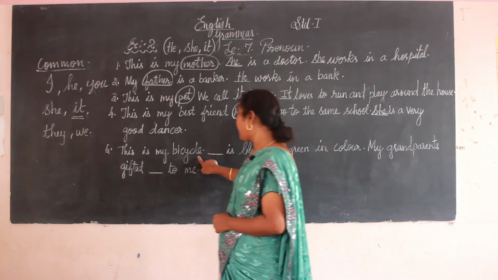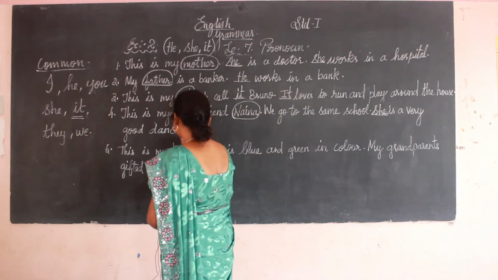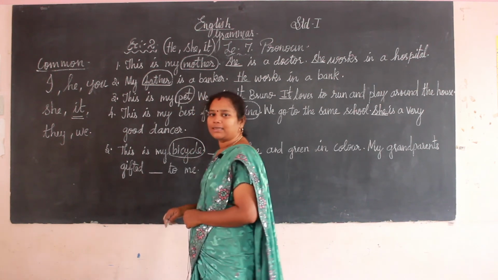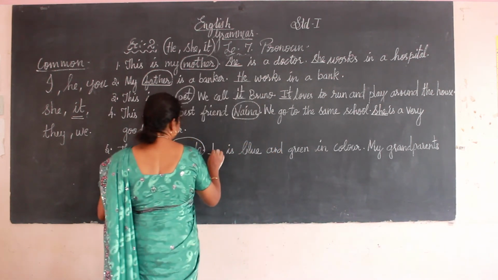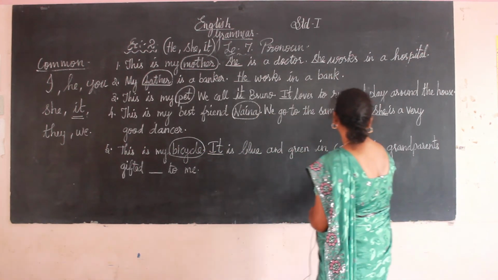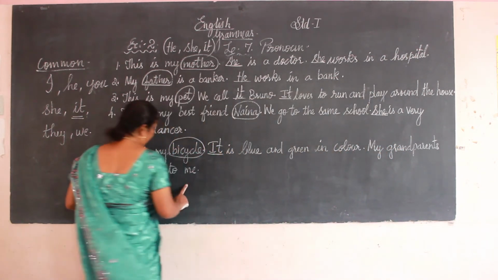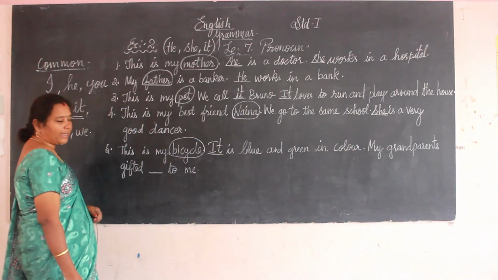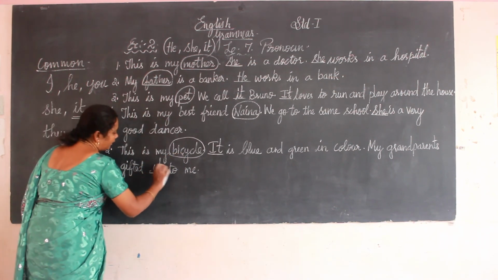Now see the fifth one. This is my bicycle. So bicycle என்னது? Things. Okay? So things க்கு என்ன யூஸ் பண்ணுவோம்? It. It is blue and green in color. My grandparents gifted dash to me. அவங்க எனக்கு gift கொடுத்தாங்க. என்னது கொடுத்தாங்க? Bicycle. அப்ப bicycle னு எழுத முடியாது. So we are writing it.